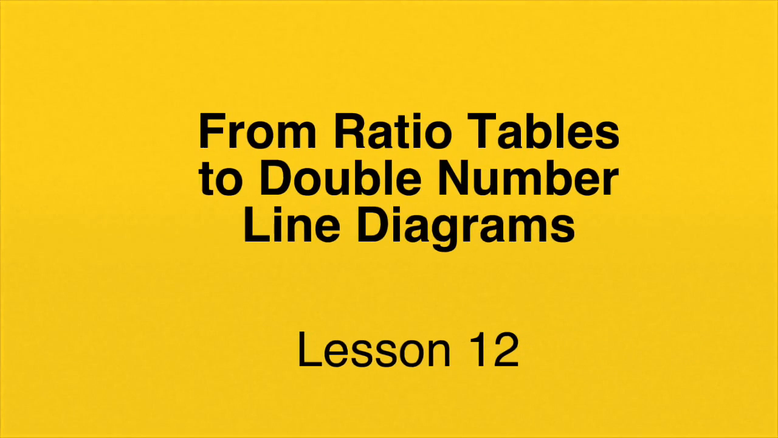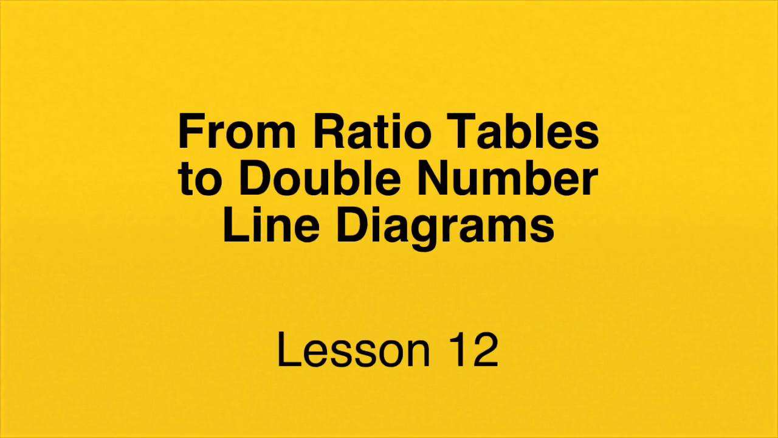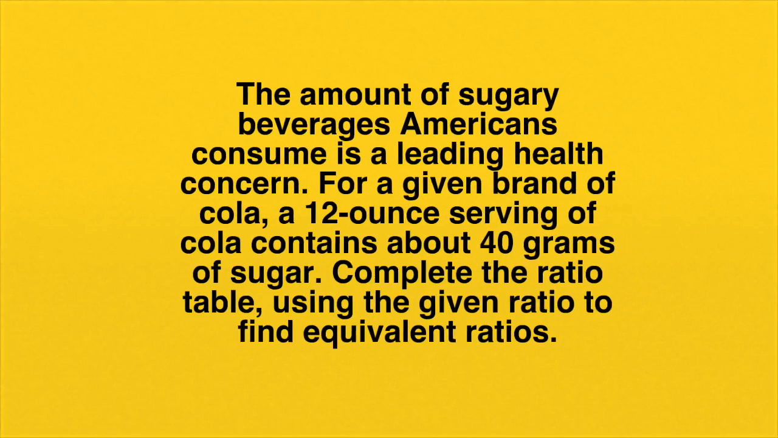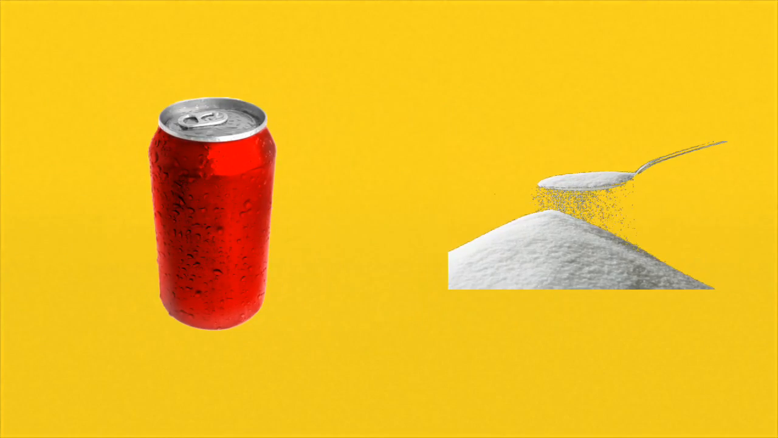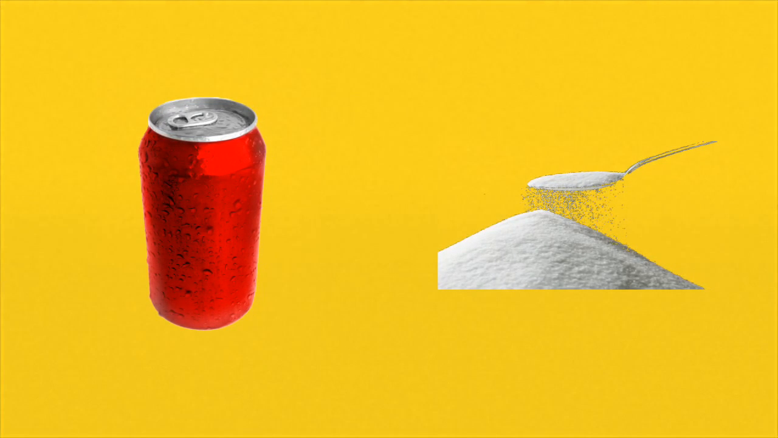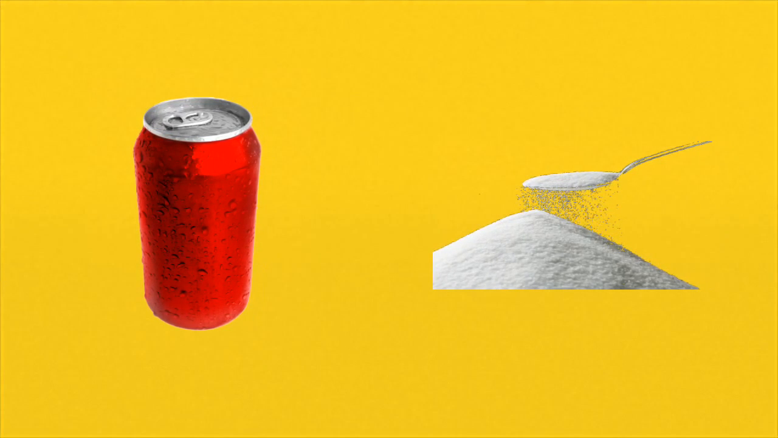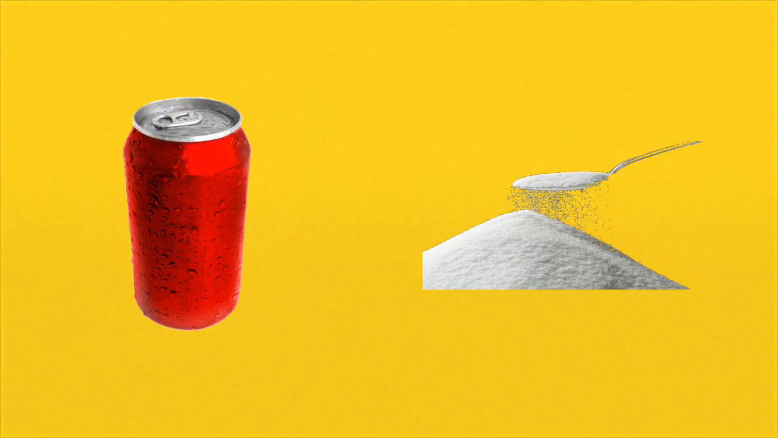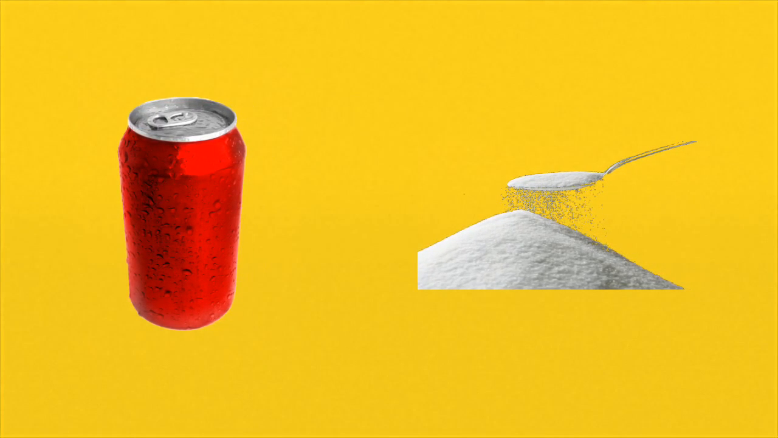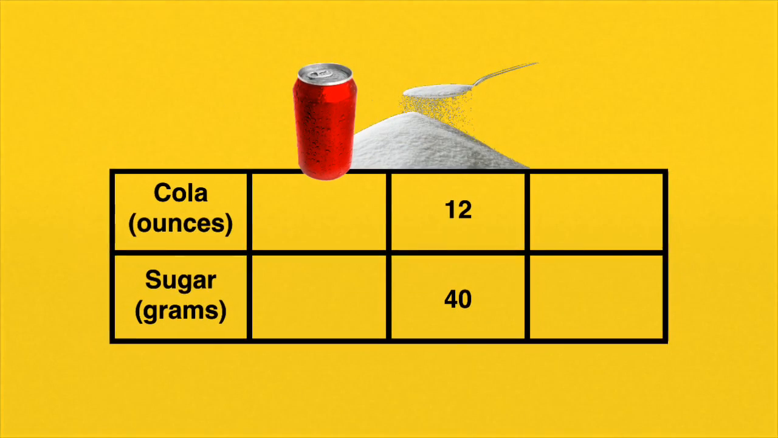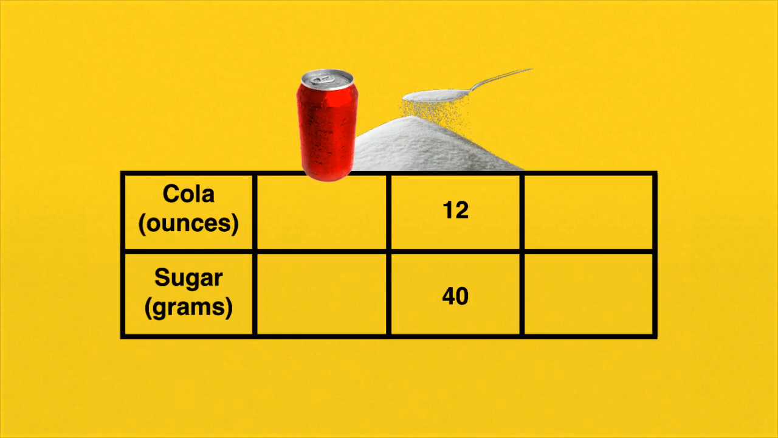Today we're going to compare what we know about ratio tables to what we can learn about double number line diagrams. Here's a scenario we can use. The amount of sugary beverages that Americans consume is a leading health concern. For a given brand of cola, let's say a 12-ounce serving of cola, it contains about 40 grams of sugar. Using that information, let's complete this ratio table with equivalent ratios.